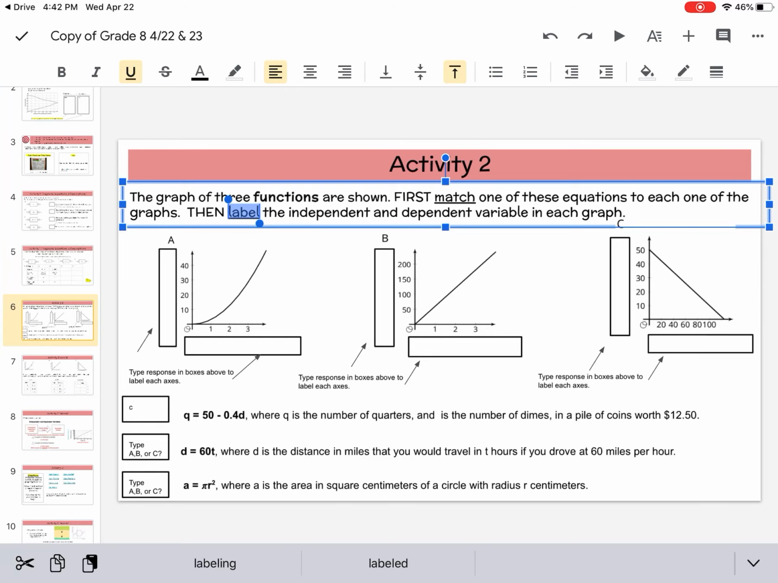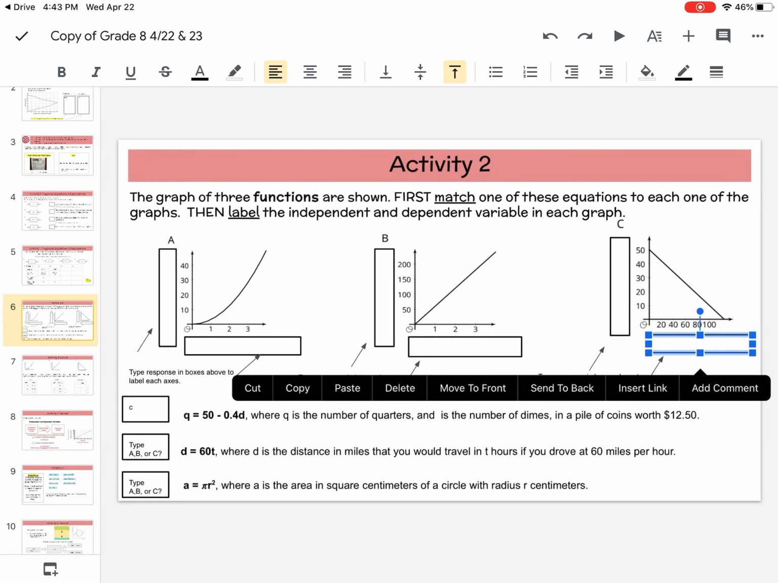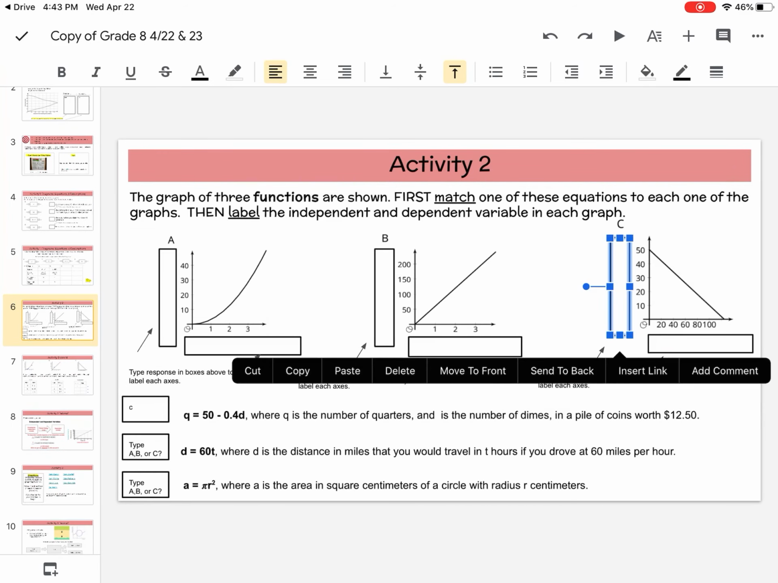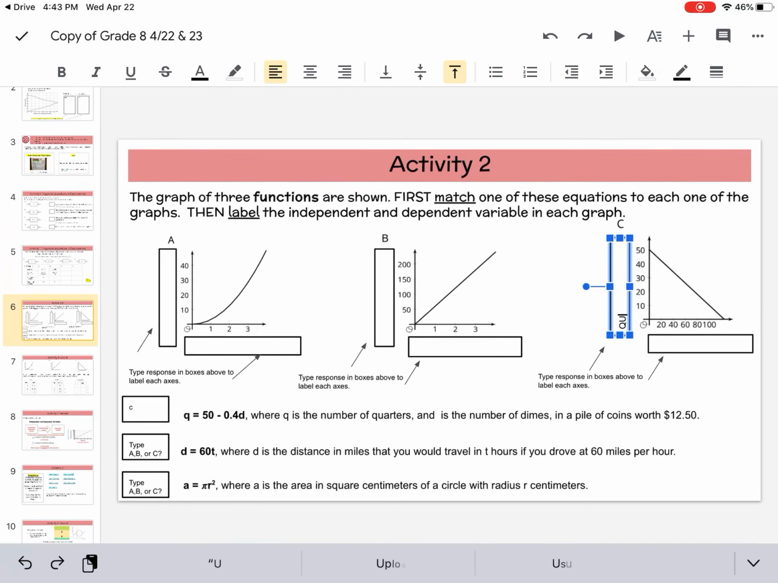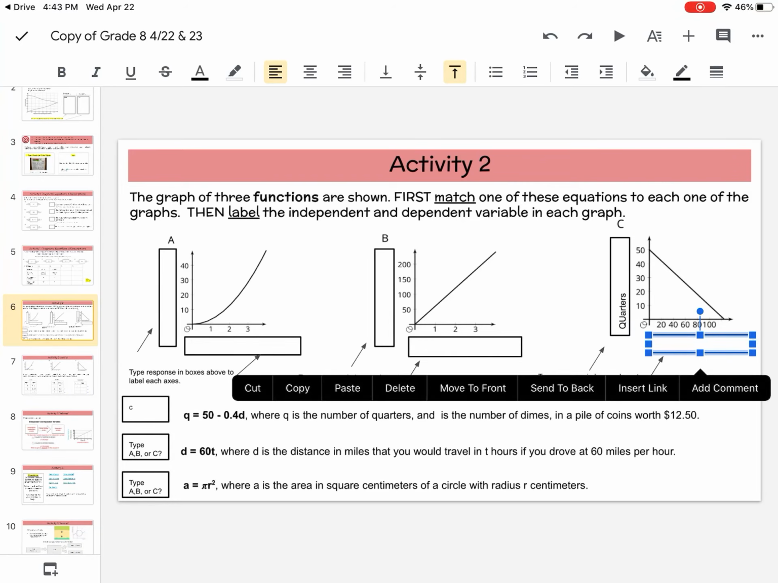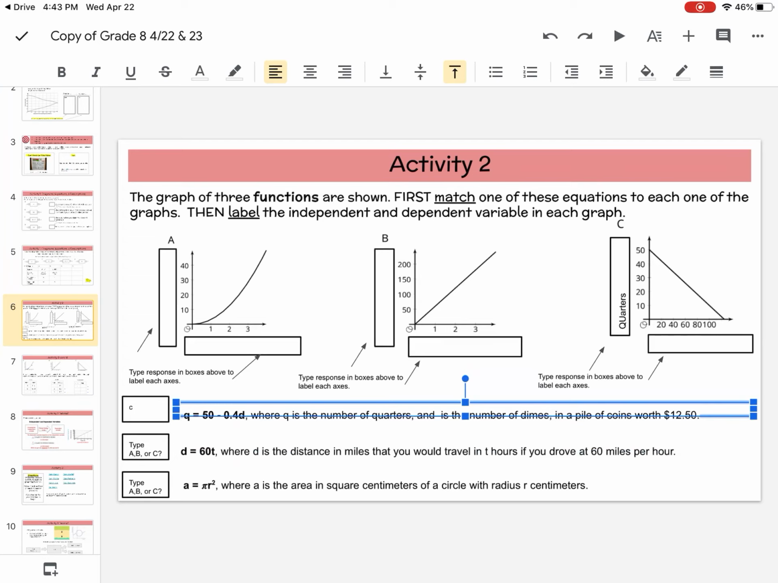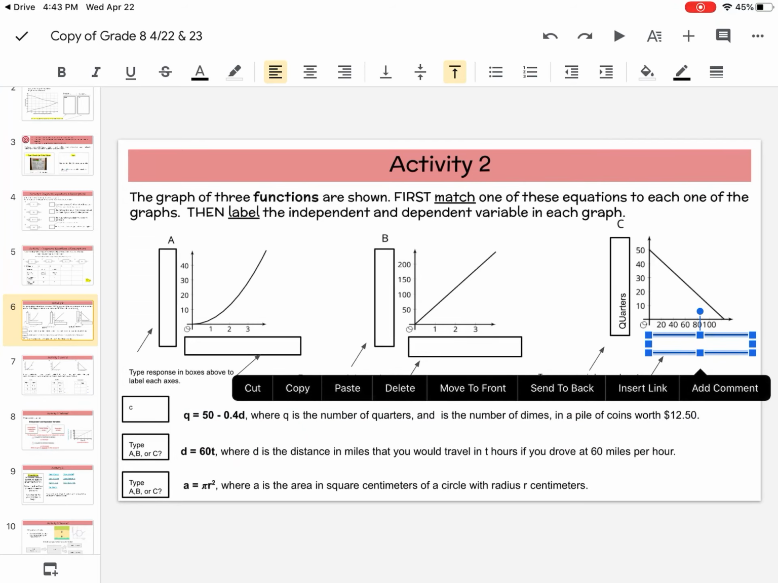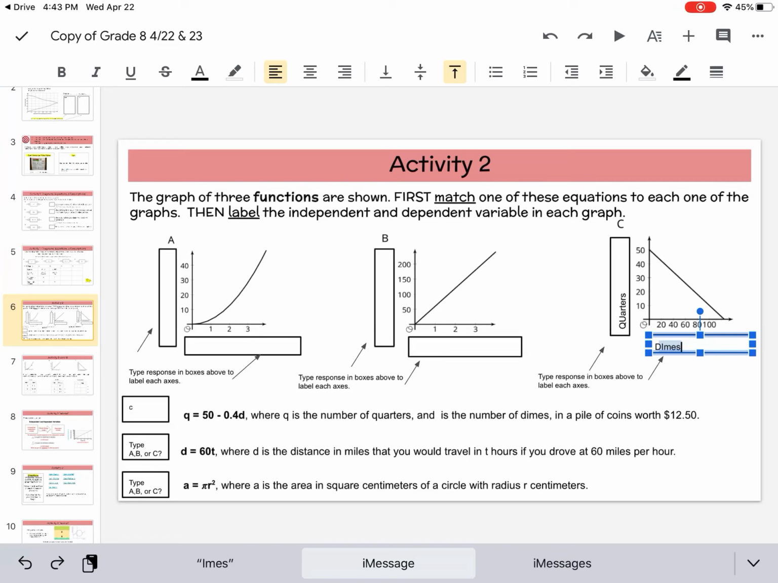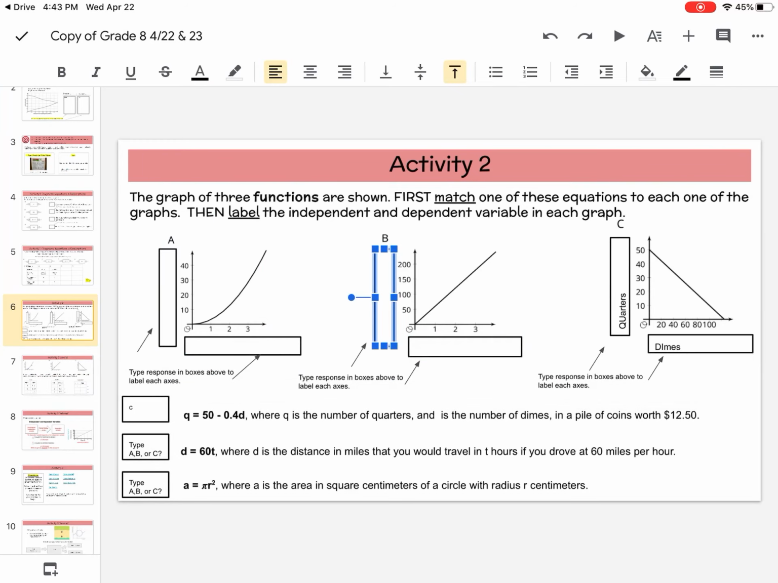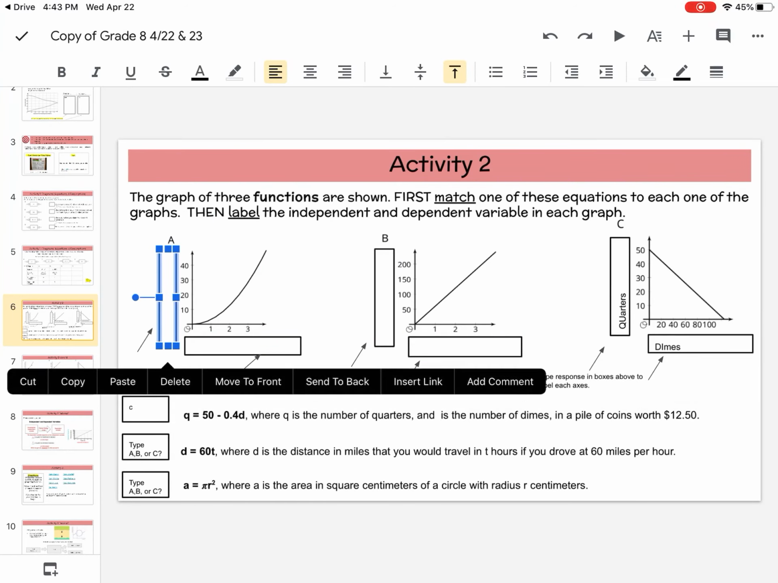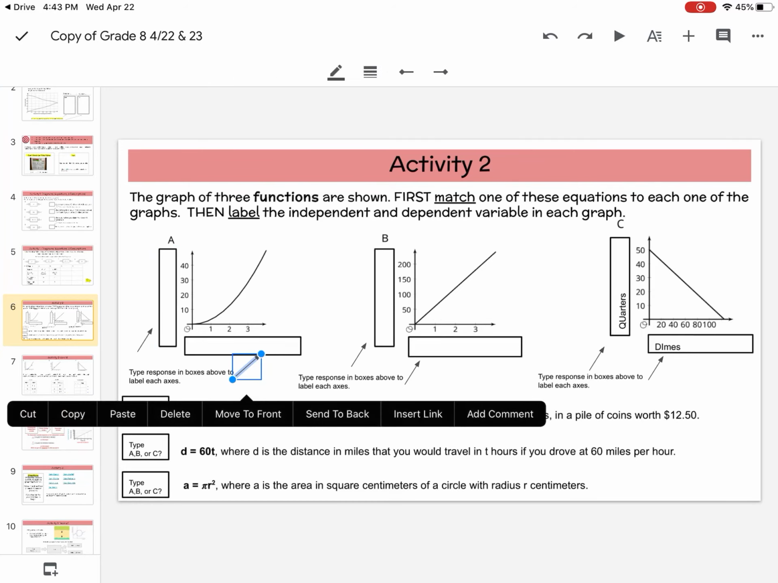So if we look at our story problem down here, it says where Q is the number of quarters. So that means my Q is that Y. So my Y-axis is going to be labeled quarters, Q-U-A-R-T-E-R-S, and where that D stands for your dimes. So my D, if you look at your equation, my D is inside the equation. So my X value is going to be dimes. Okay? So once you do that for the first one, you need to come to the other two and label those axes as well. So first you're matching the graphs to the stories, then you're labeling your axes.